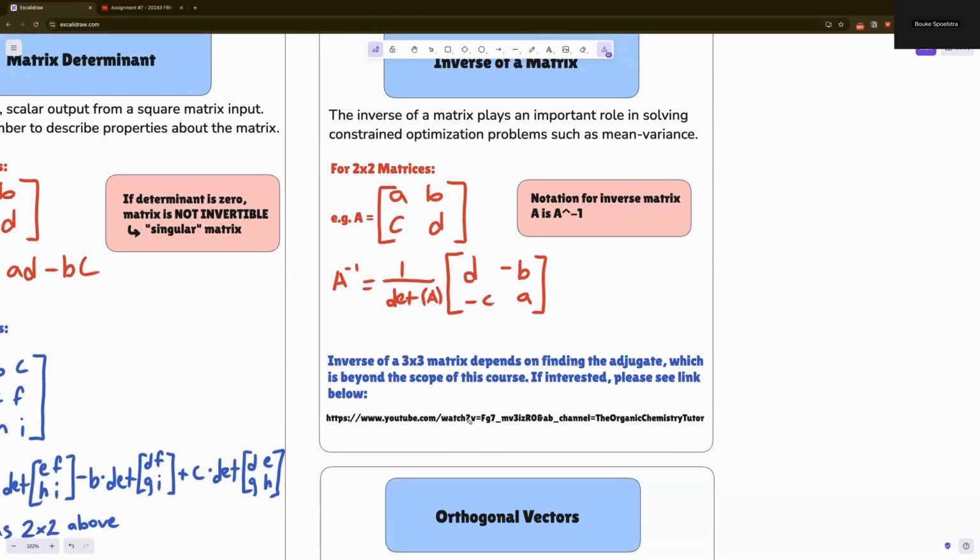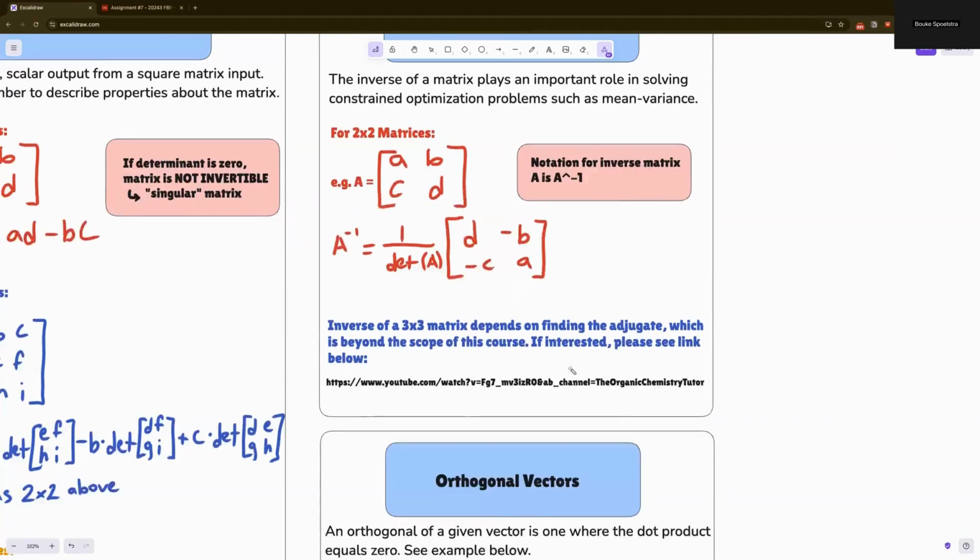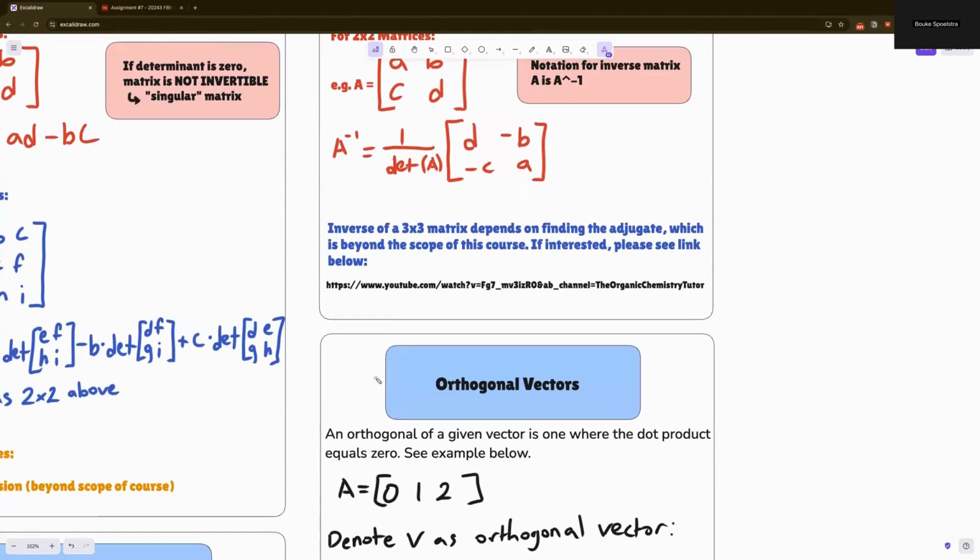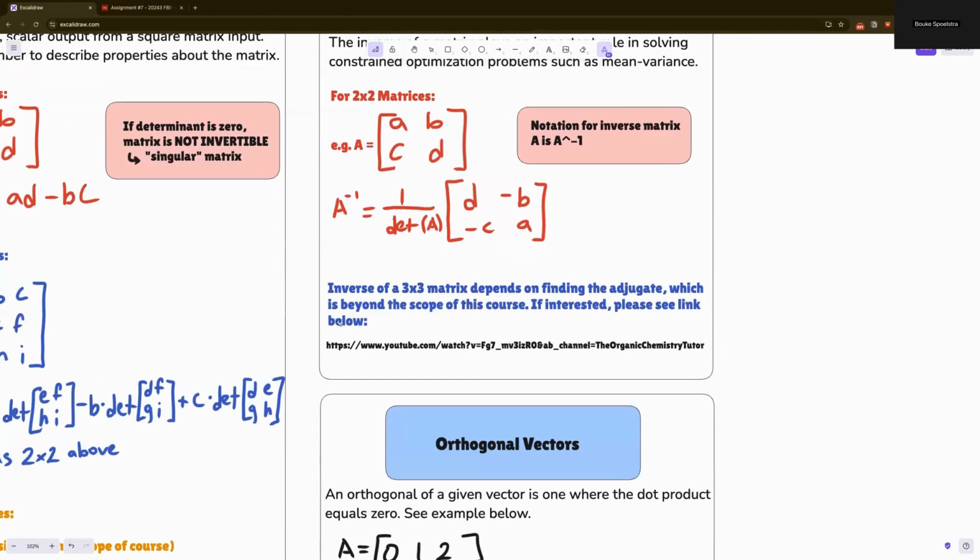And the 3x3, these are also a little bit more complex for the scope of this course. Depends on the adjugate. And so we're not going to go over those in this lecture, but if you are curious, you can visit this link, and that will show you how to find the inverse of a 3x3.